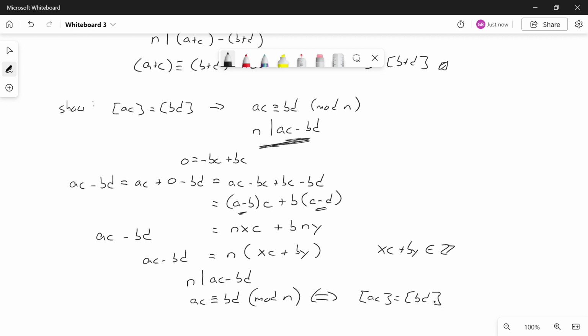So modular arithmetic, in terms of addition and multiplication, works exactly the same as it does in the integers, but we're dealing with congruence classes, so we still need to be a little bit careful. In the next example, we're going to go over how we would solve equations in terms of Z mod N. So we'll see you next video.